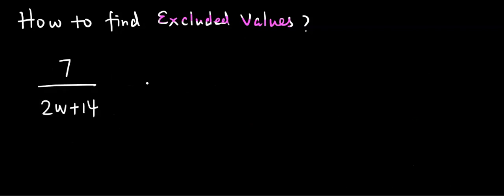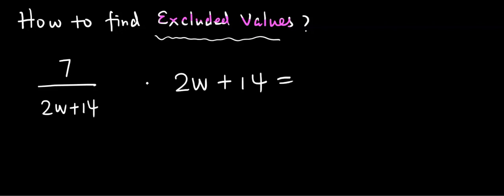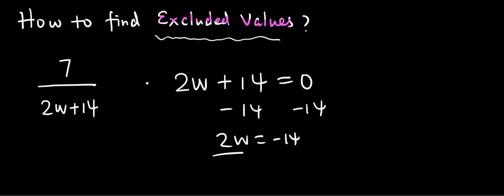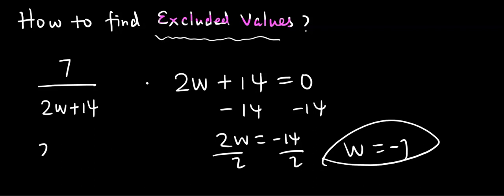Our next practice is 7 over 2w plus 14. We try to find the excluded value. First, we set the denominator equal to 0, then find what w is. Minus 14 on each side: 2w is negative 14. Divide by 2 on each side: w is negative 7. When w is negative 7, this denominator is 0. Therefore, the excluded value for this rational expression is w equals negative 7.